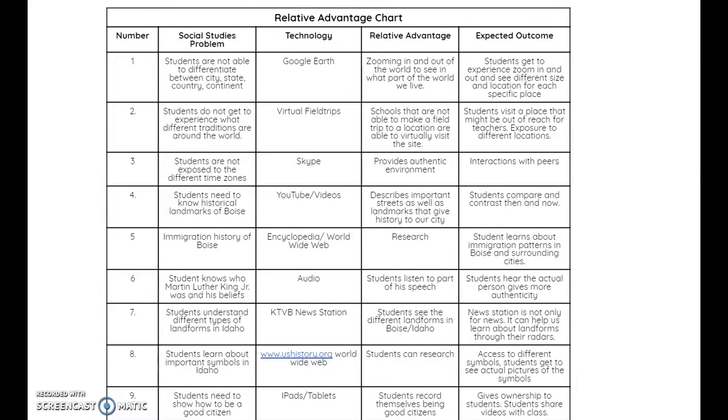Another class that helped me out was EdTech 541. In there, we created a relative advantage chart. In this chart, we needed to address areas of concern or problems that we were having with a specific content area. We also needed to find a specific technology that could help us address this concern. And then we had to set out what our advantage would be of using this specific technology and the expected outcome of how it is going to solve this problem.